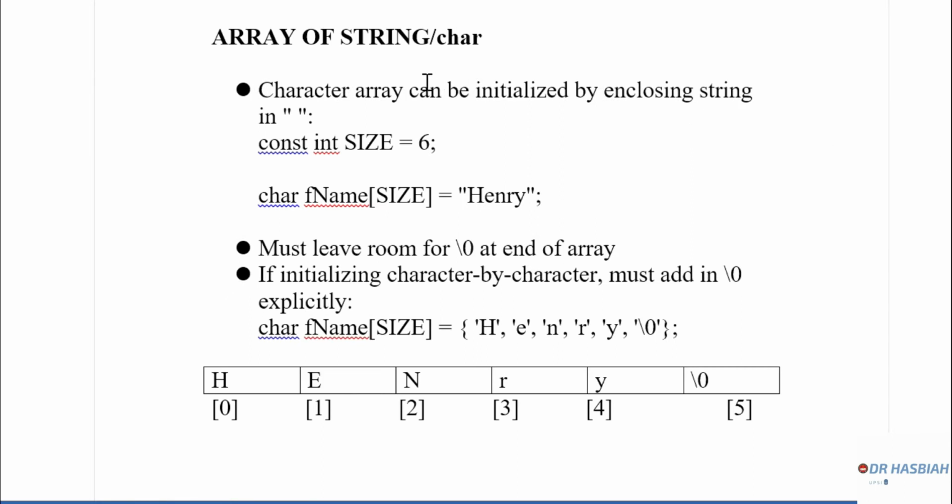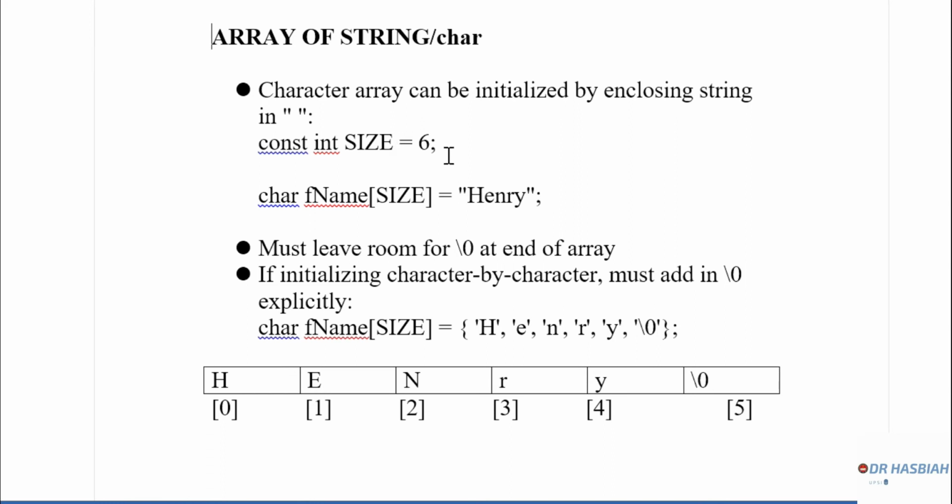Meaning here, if you have an array of string, you have the array, but the data type for the array is char or string. Char meaning any character. Sometimes we can use string or char here. So let's see the example first: how to declare the array if the data type for your array is char.